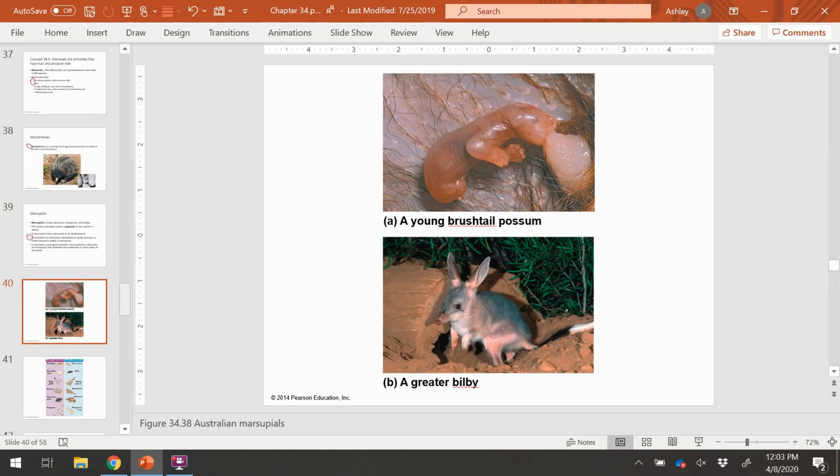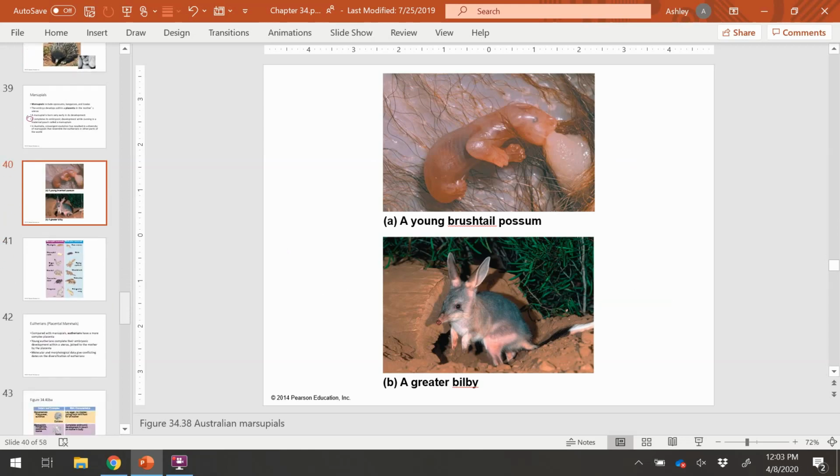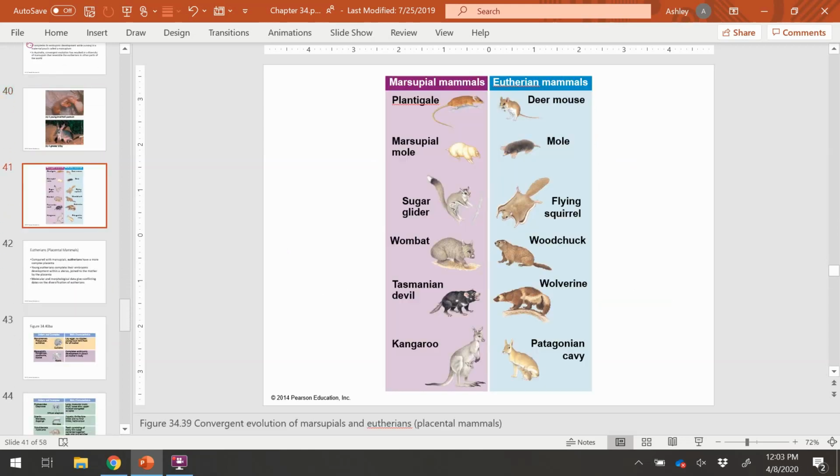And so some Australian marsupials are shown here: possum and greater bilby. And so looking at some convergent evolution similarities, here's a diagram of marsupial mammals, comparing them to the next group, the eutherian mammals, and how they look very similar. I believe we saw the mole example before, and other popular examples, the sugar glider and flying squirrel, also shown here.